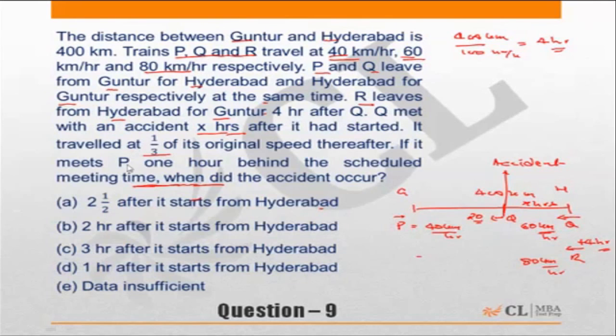But as per the question, they meet 1 hour behind the scheduled meeting time. That means while they should have met 4 hours after start, they are now meeting 4 plus 1, 5 hours after start. Why? Because after the accident, the train has reduced its speed from 60 to 20 kilometers per hour. What was the distance covered by both the trains before the accident? It was 60x plus 40x, 100x. So the distance between the trains at the time of accident was 400 minus 100x.